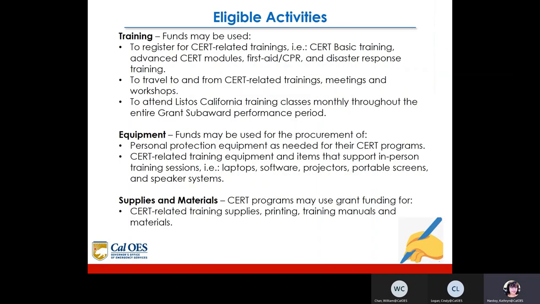Eligible activities. Training funds may be used to register for CERT-related trainings, i.e. CERT basic training, advanced CERT modules, first aid, CPR, and disaster response training, or to travel to and from CERT-related trainings, meetings, and workshops. Also to attend Listos California training classes monthly throughout the entire grant subaward performance period.